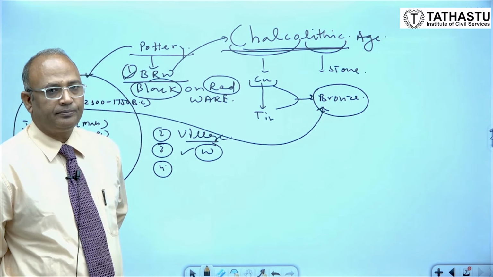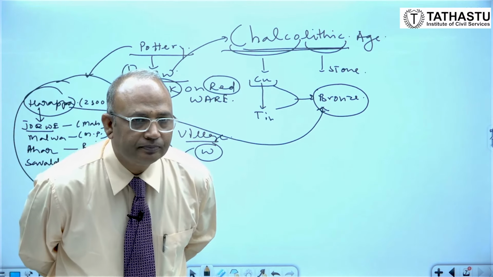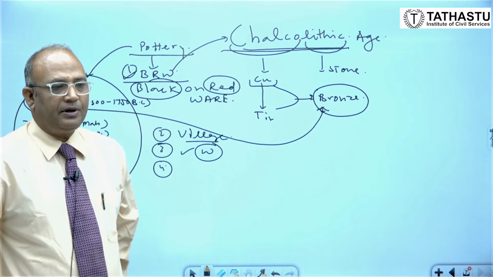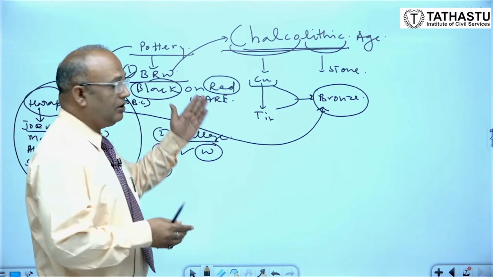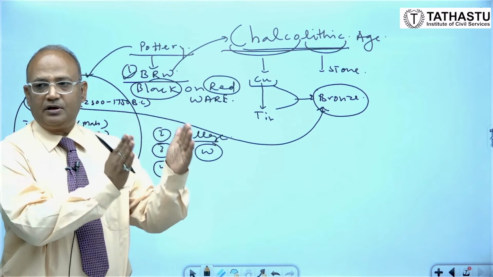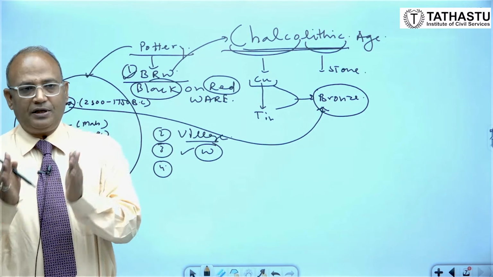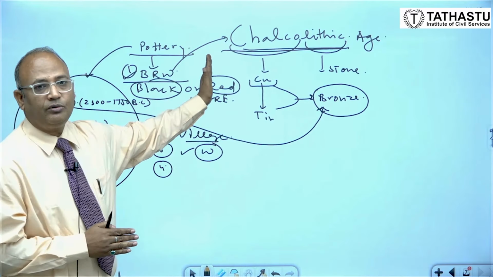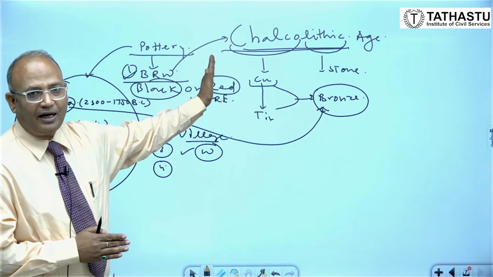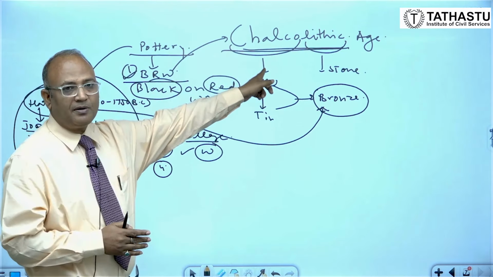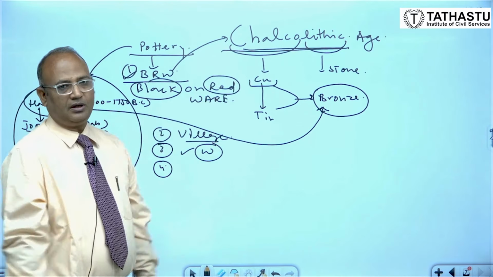Chalcolithic age. Look, you see, one minute. You are telling now, this thing is coming after this thing. Actually, this is a period of evolution, and this was put by the historians. Because before it, we were not using metal, right? Here we started metal. So after Neolithic, which chapter comes? Chalcolithic.